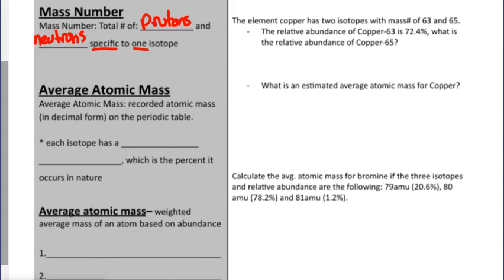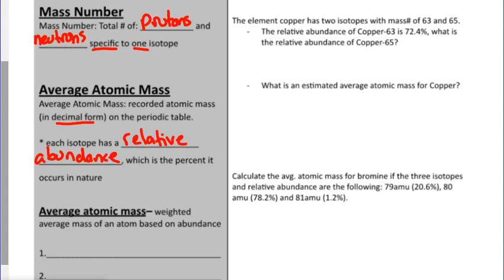So when we talk about those different isotopes, each one occurs in nature with a different relative abundance. Okay, and that is essentially a fancy statistics word for a percentage. Not all isotopes occur in nature with the same amount in existence. The average atomic mass is always a decimal form mass that's recorded on your periodic table, and it's in reference to how much abundance each isotope occurs in.